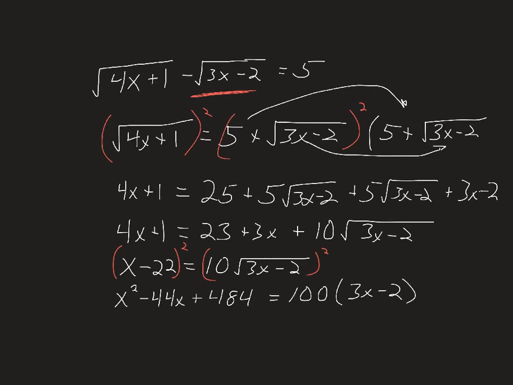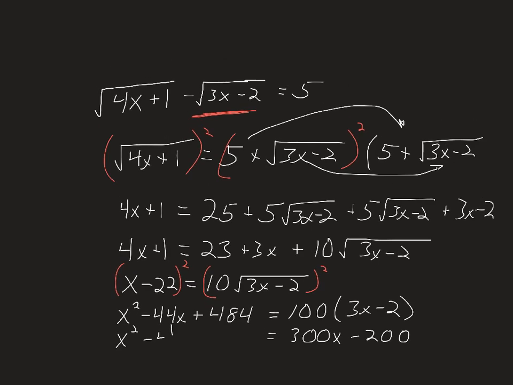Notice that when I square the right side, you have to square the 10 in front of the radical, and you also have to distribute that 100 to the 3x minus 2, which creates some larger than expected numbers, but no big deal. We're all up to the task. And so what I've got is a quadratic, and so I'm going to move all of this stuff to the other side.